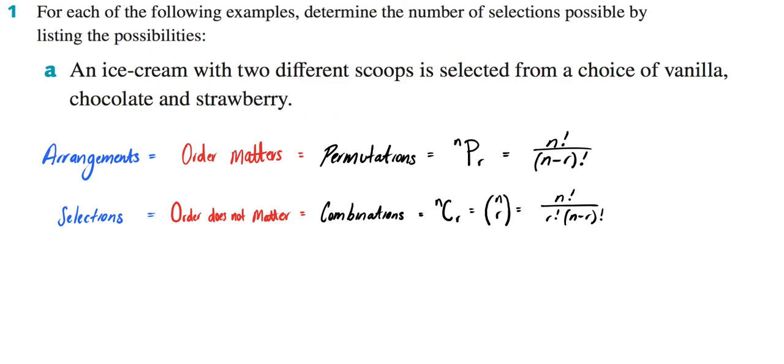So in this video, we're going through exercise 10C, question 1, which says, for each of the following examples, determine the number of selections possible by listing the possibilities. So here we have an ice cream with 2 different scoops selected from a choice of vanilla, chocolate, and strawberry. Before we begin this question, let's just review what we've learned so far.